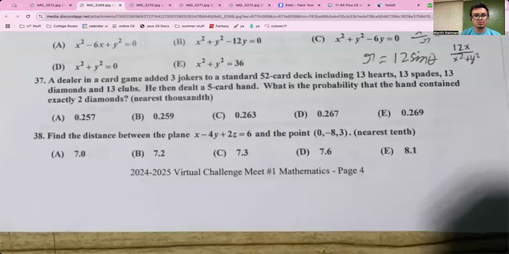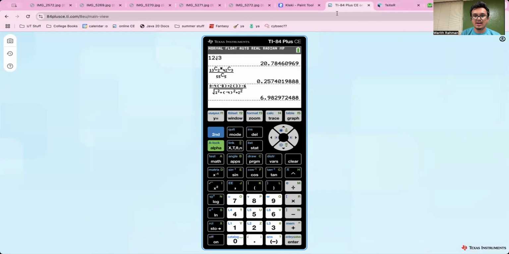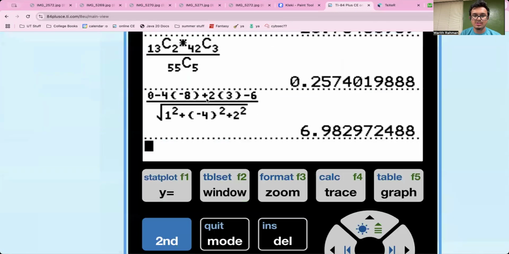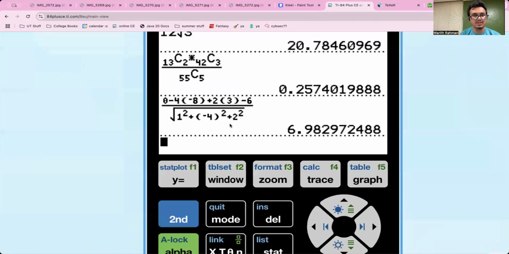And then you would notice that the only difference is that in a linear equation like ax plus by equals c, this term won't exist and then this term won't exist. But otherwise, it's the exact same formula.